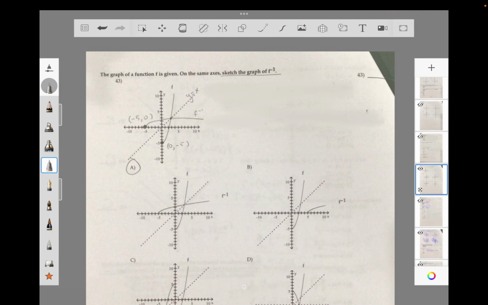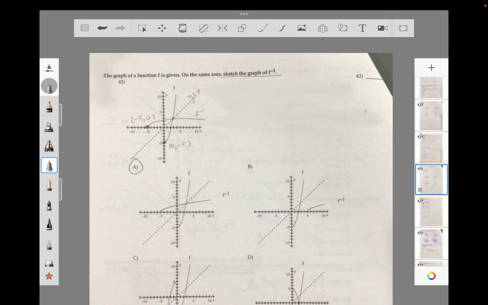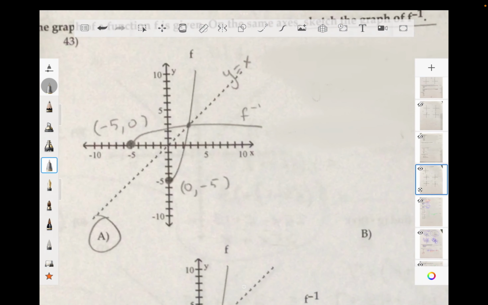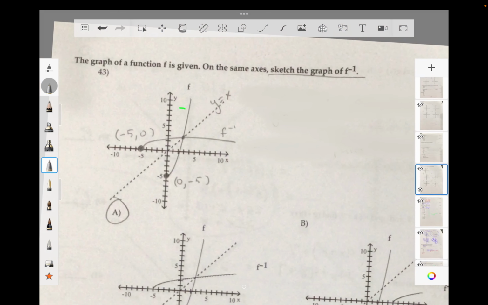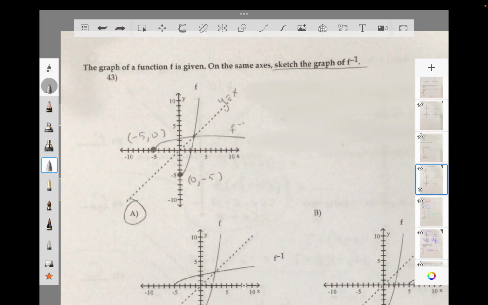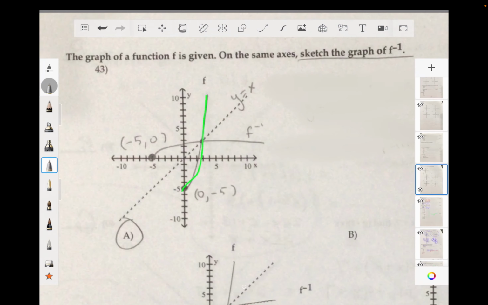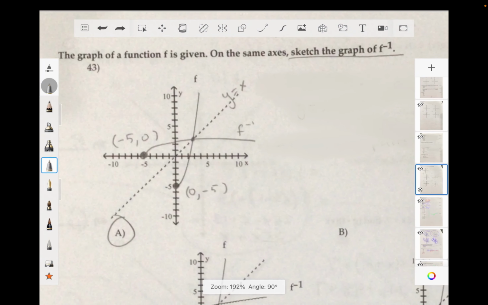On the same axis, draw the... What am I looking at here? Are these drawn or are these... The graph of the function f is given on the same axis. Sketch the graph of f inverse. Okay, so this one is that. Oh, they give you the perforated line too.